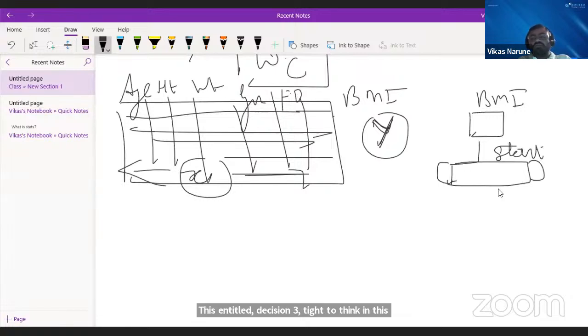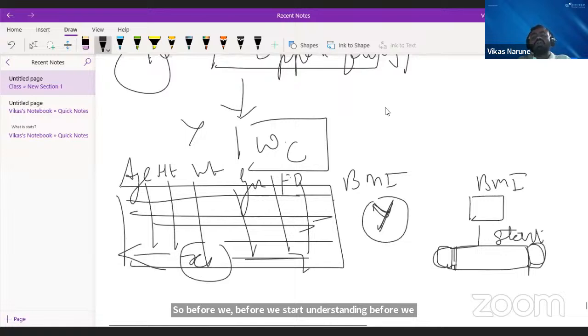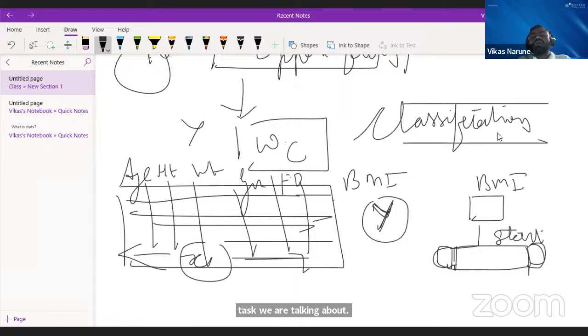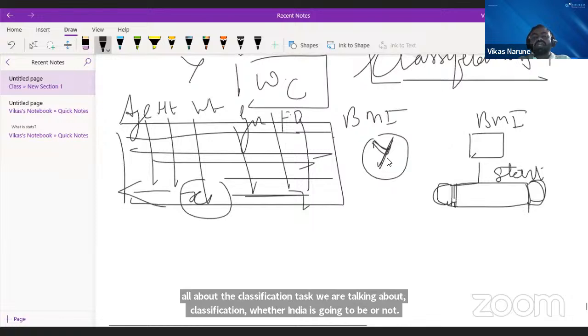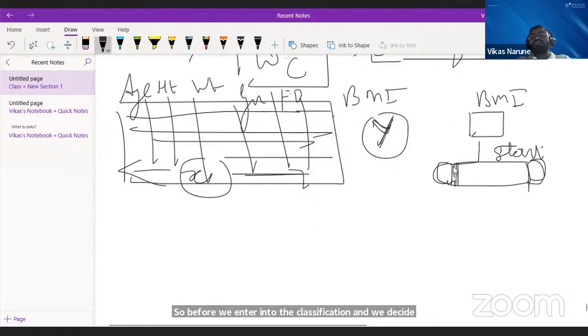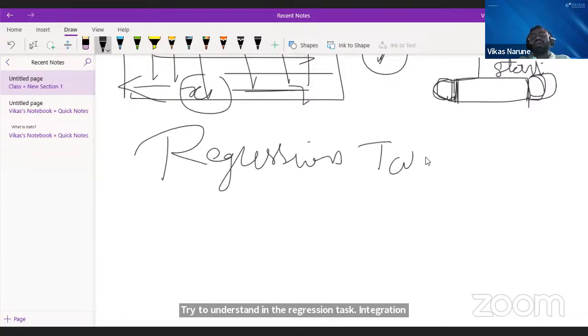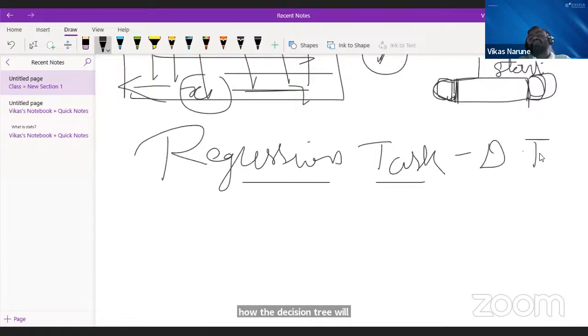Before we start understanding how the root node will start, this is all about the classification task we are talking about, whether India is going to win or not. Before we enter into classification and decide which feature should be chosen first in order to create a decision tree, guys, try to understand the regression task: how the decision tree will perform, how it is going to behave, and what the entire working of the decision tree is.